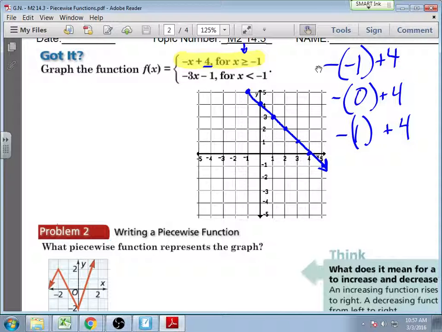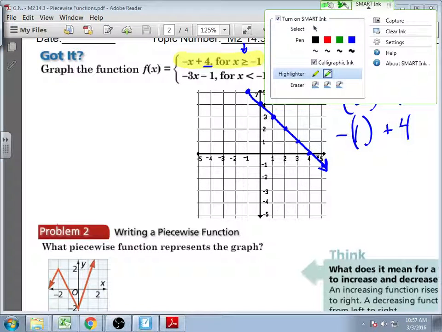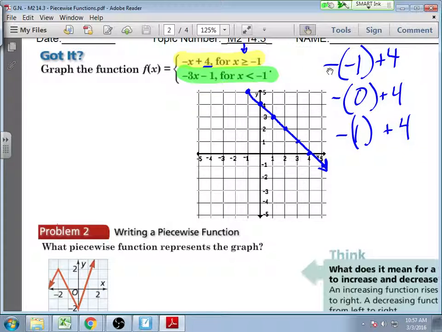I'm going to look at my second function. Never try to do both of them at the same time. You will just confuse yourself. I start at -1. So -3 times -1, well, I get a +3 when I do that multiplication. Then -1 equals 2. So now I'm at -1, 2.